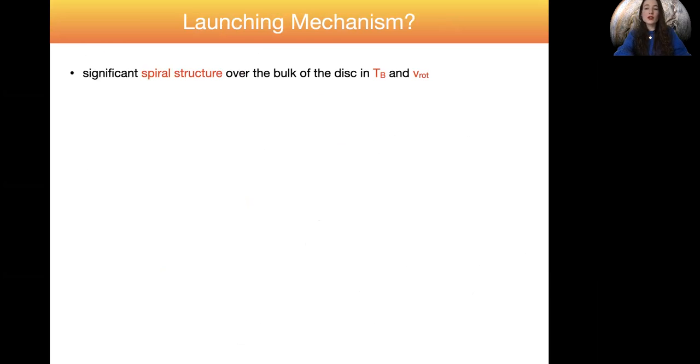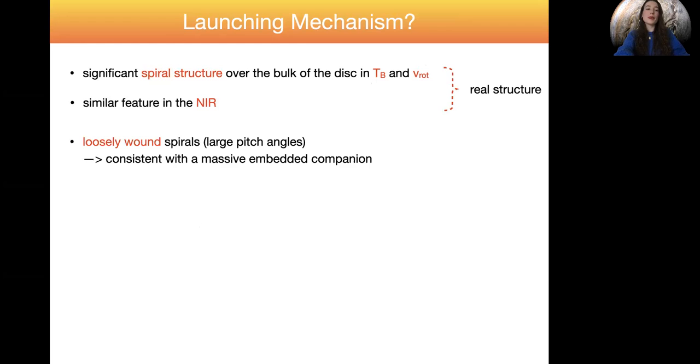So now the big question that remains is what is launching these spirals? First of all, we find that there's significant spiral structure over the bulk of the disk in the brightness temperature and in the rotation velocity. And also there's a similar feature in the near-infrared, so we think these are real structures. We find that the spirals are loosely wound, so the pitch angles are relatively large, and this is in general consistent with a massive and embedded planet.